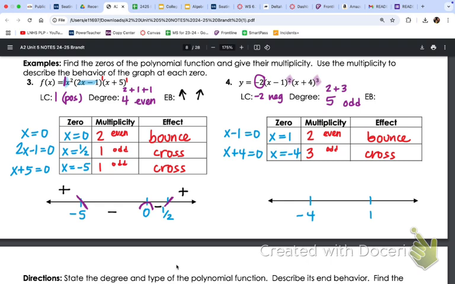Odd, negative. Right hand goes down, odd is opposite. So you know how the graph is going to end. You have positive infinity on the left side, negative infinity on the right side, and we know how it behaves. What's it do at -4? Crosses. It crosses down and makes this go down to negative, and at 1, it's going to bounce, which makes sense. That's the only way it would stay negative. I know it's a little strange. Tomorrow we'll graph the whole thing.